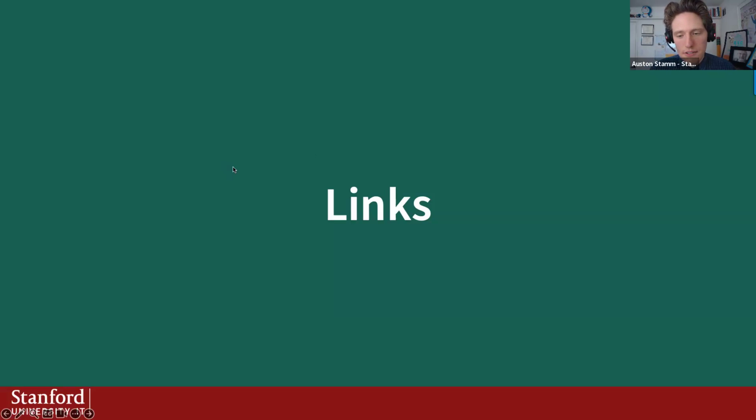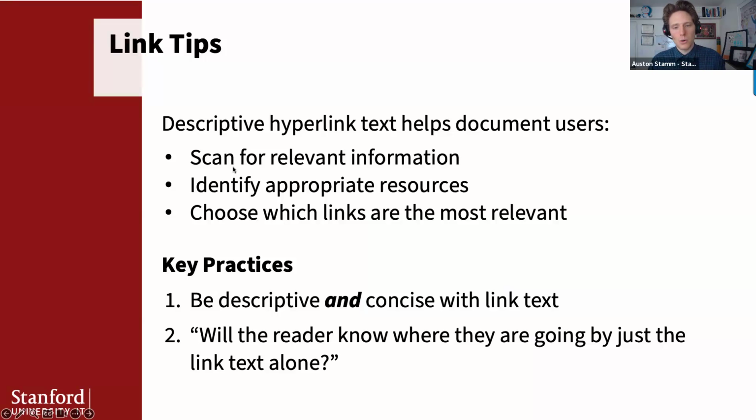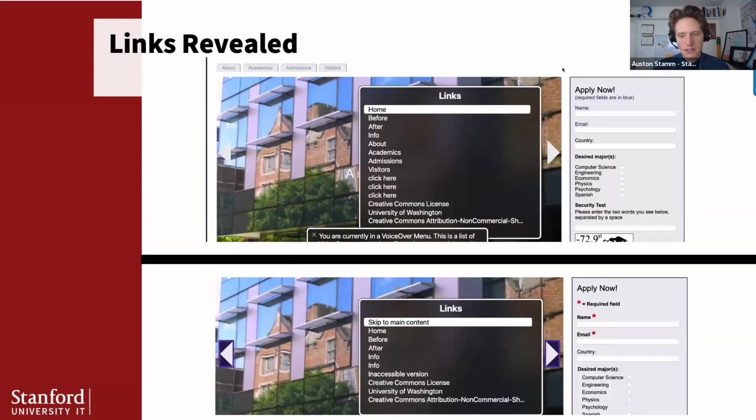So I'm now going to just cover links a little bit. You want to have a descriptive link that conveys where that link is going and identifies what the resource is. Generally, that can be 2 to 5 words that highlights, okay, this is where that link leads. So you just want to be short and concise with your link. A good thought is, will the reader know where they are going by just this link alone?